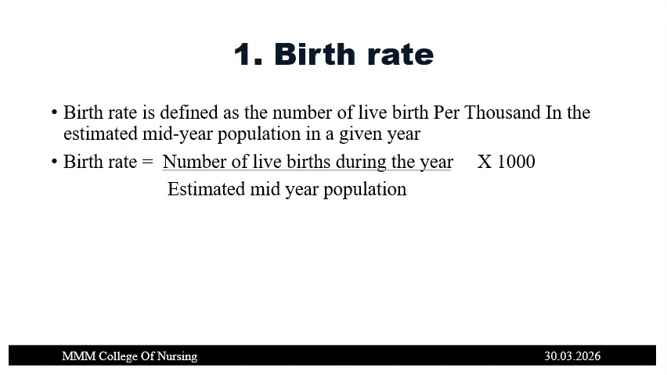In India, the birth rate has declined significantly from about 36 per thousand in 1971 to around 18 per thousand population in recent years. So they are reflecting better family planning and education.